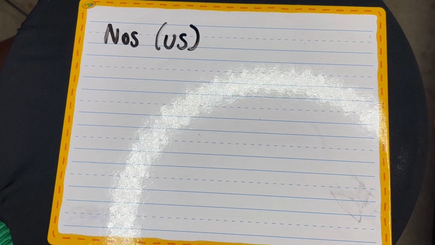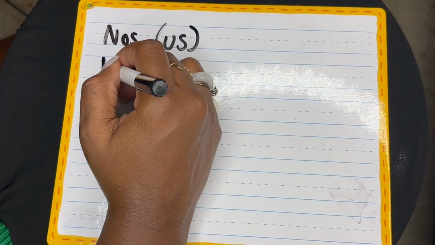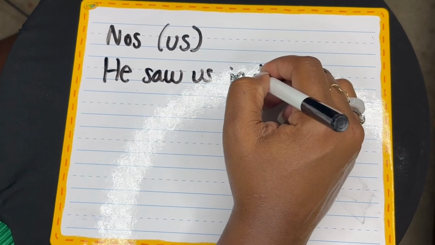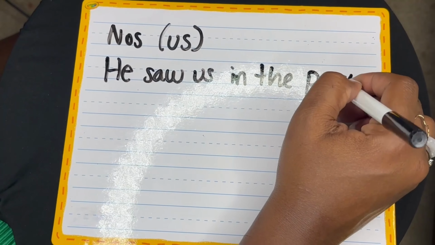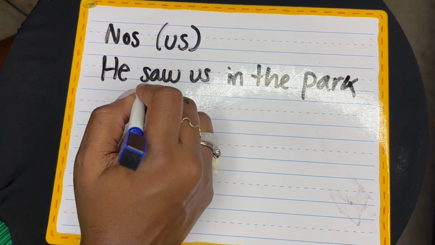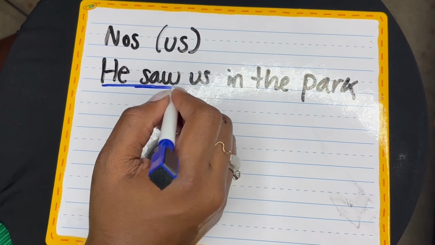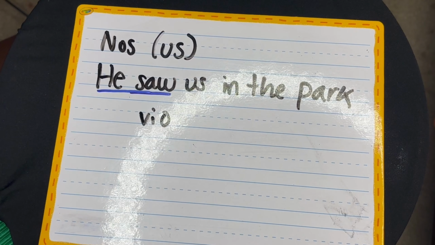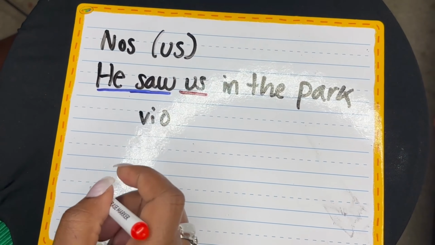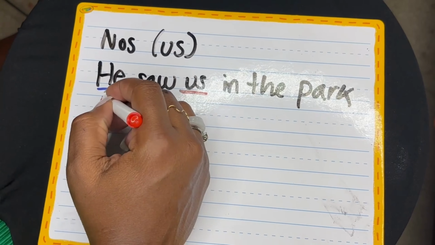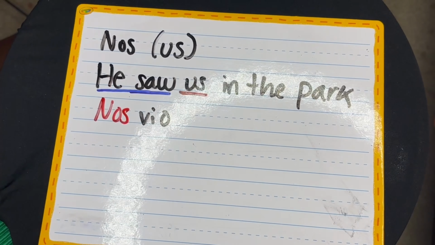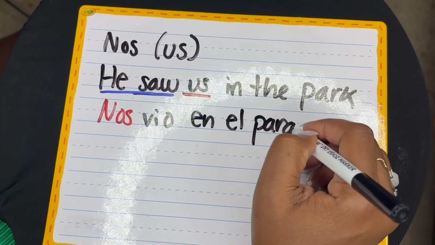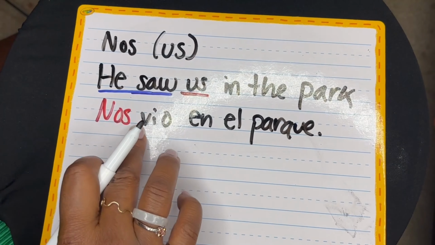Nosotros, okay? So the sentence for this one, we're going to do, he saw us in the park. Now let's look at it. What is our verb? Saw. Who saw? He saw. So the word for that in Spanish, same word, vio. He saw who? Us. So we're going to put our word right there, nos vio en el parque. Okay? Very simple. He saw us in the park. Nos vio en el parque.